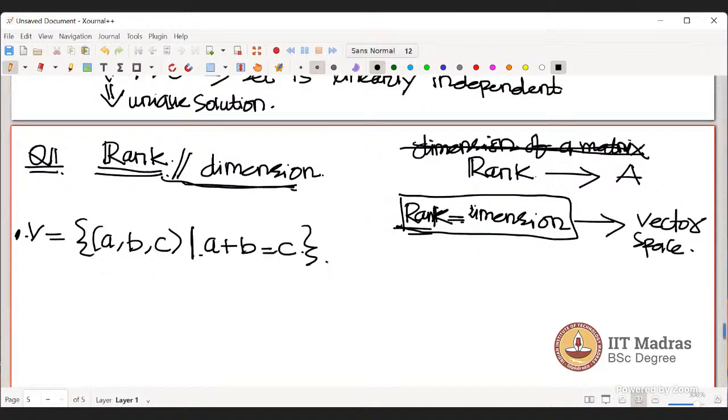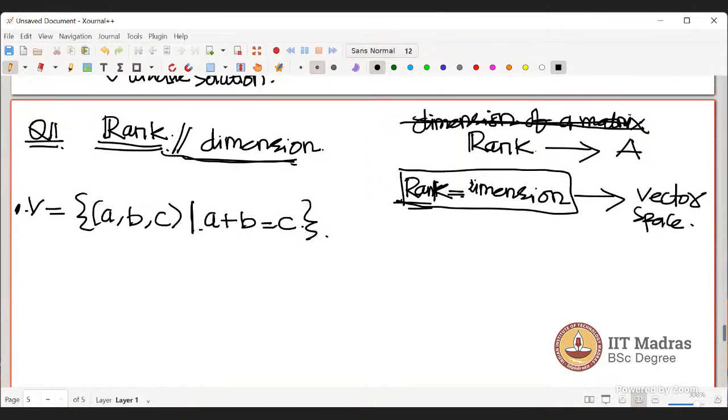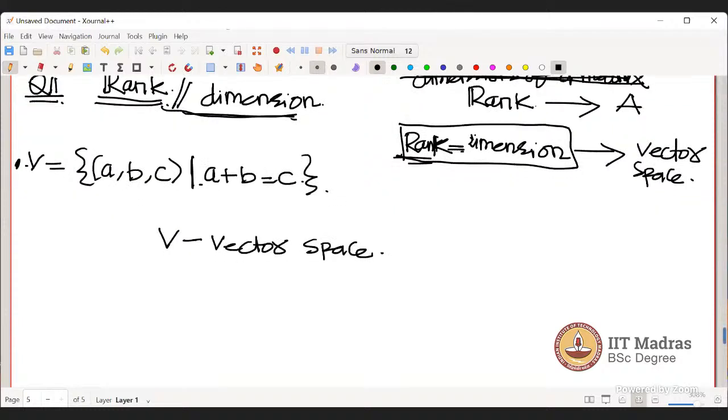So before that, let me define what is dimension. Suppose you have a vector space. What is the dimension of that vector space? It's basically the cardinality of a basis. So the first thing you need to do is find a basis of the vector space.